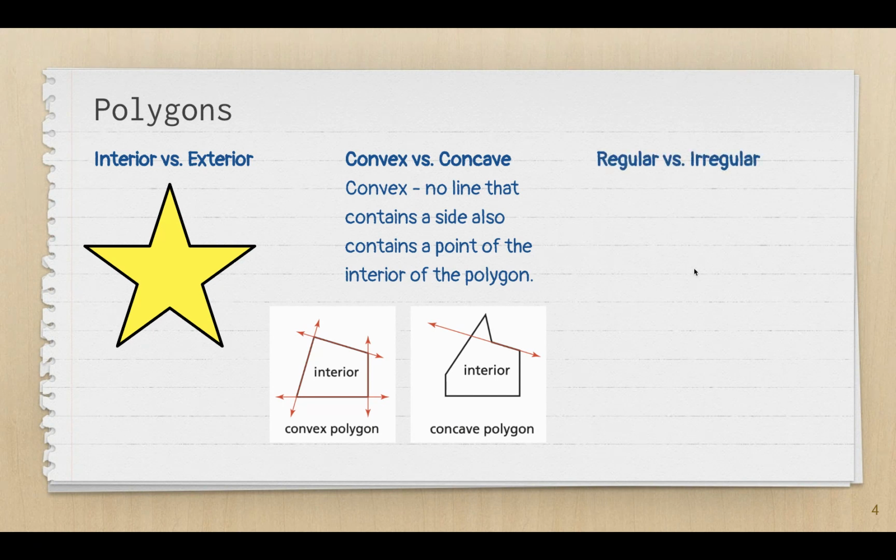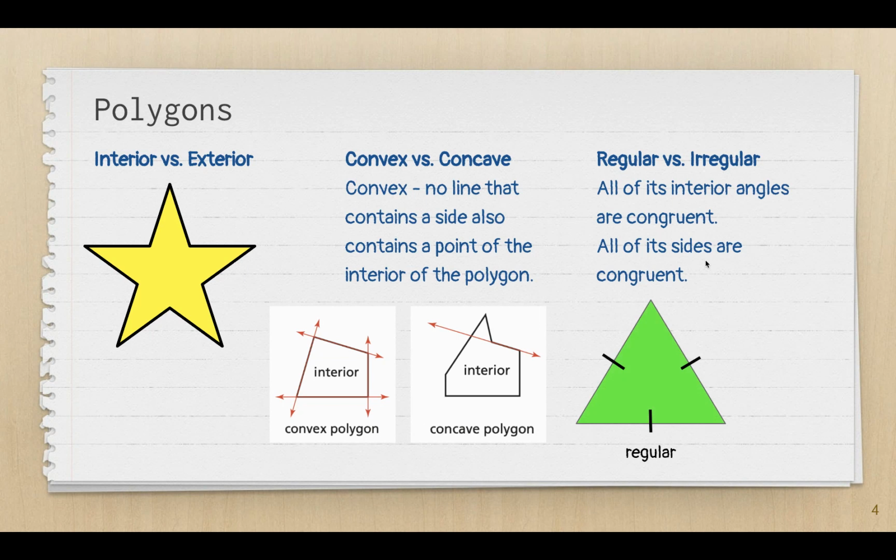Also, you need to recall what regular versus irregular is. With a regular polygon, all of its interior angles are congruent and all of its sides are congruent. That's for regular. Irregular means one or both of these are not true.